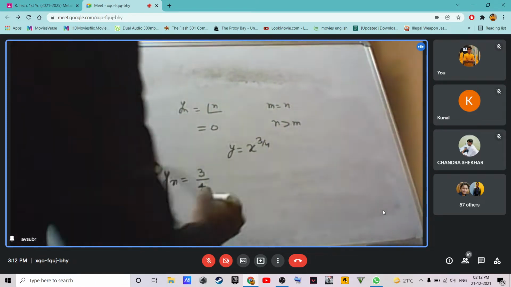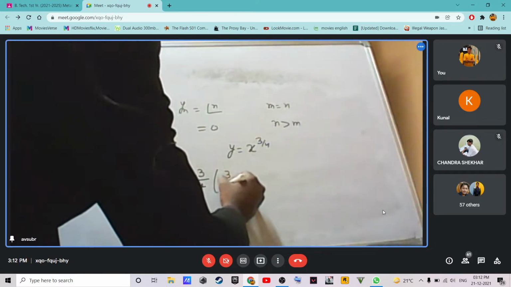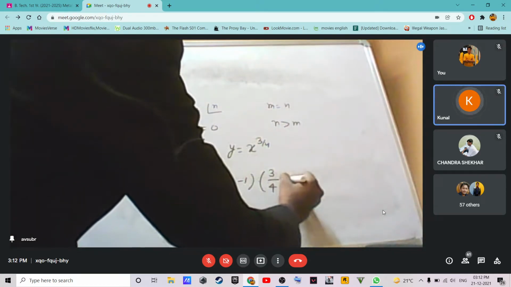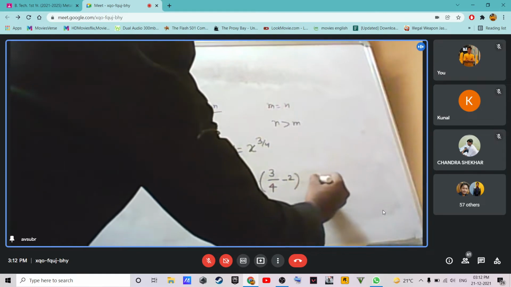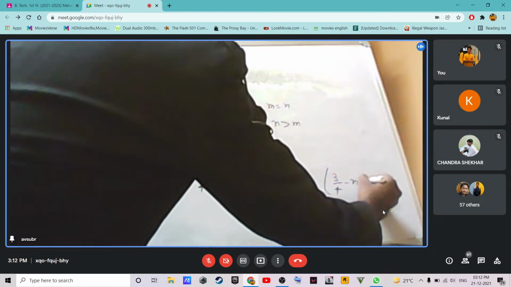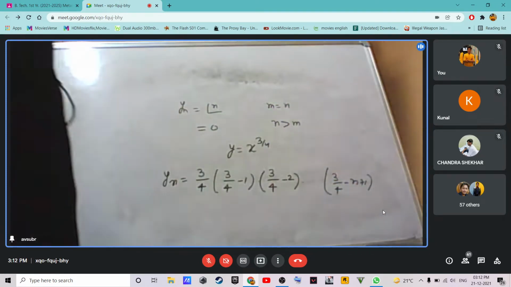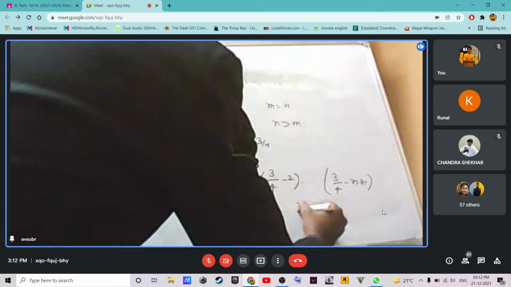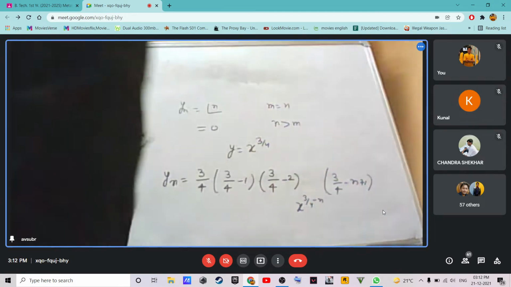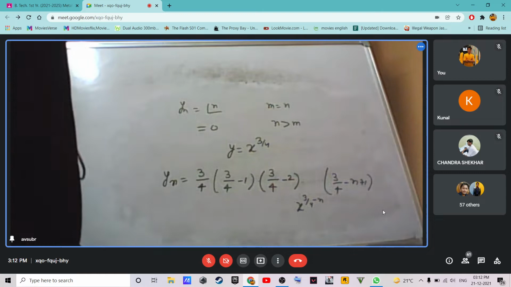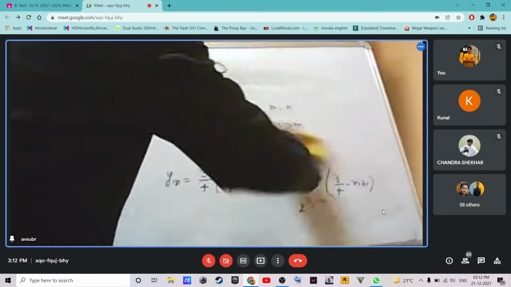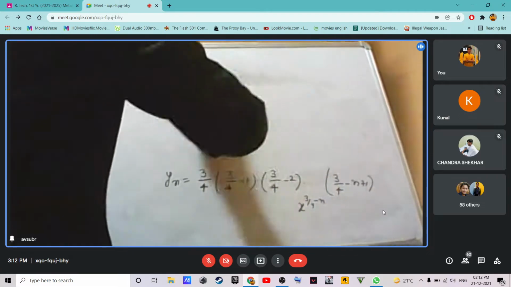So m is 3 by 4, m minus 1 means 3 by 4 minus 1, m minus 2 means 3 by 4 minus 2, and so on and so forth. So the last factor is 3 by 4 minus n plus 1, into x to the power 3 by 4 minus n. Okay, this is what it will be. So we can write it like this.